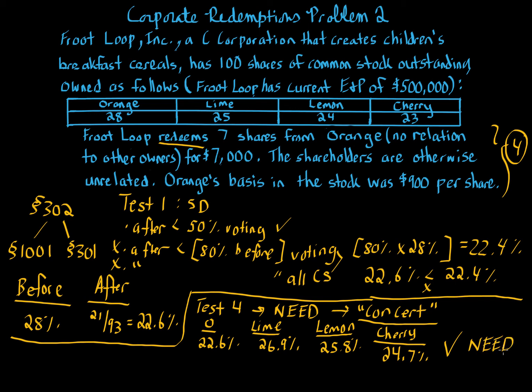Now, of course, just like always, subjectivity. Section 302(b)(1), not essentially equivalent to a dividend. What would happen if, let's say, there was a number where Orange could team up with some people but not others?